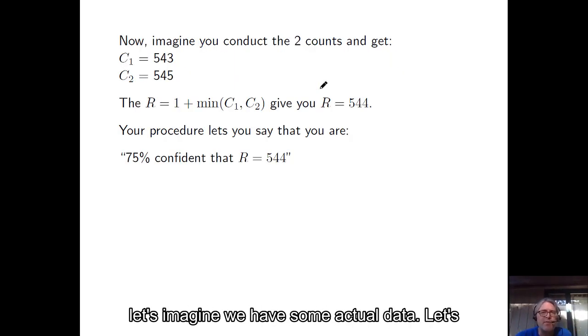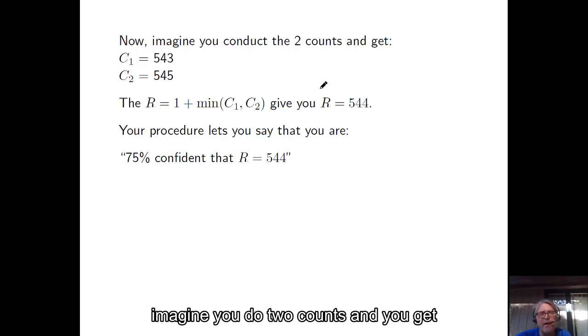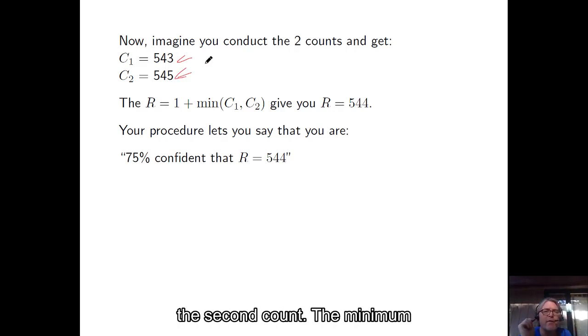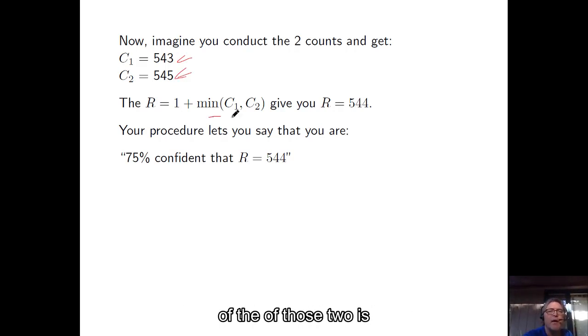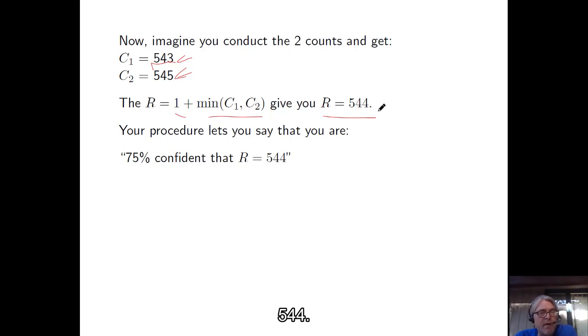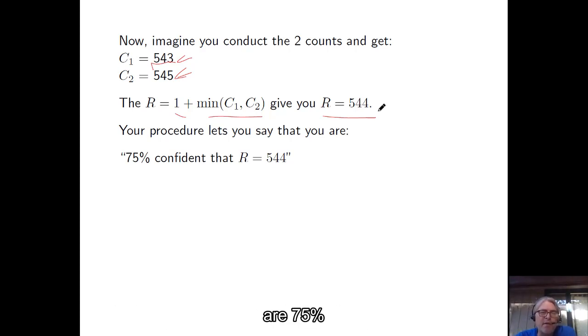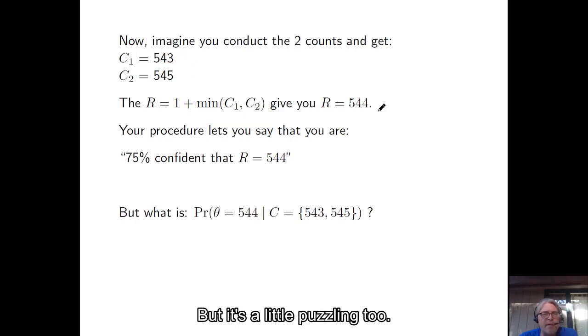But let's imagine we have some actual data. Let's imagine you do 2 counts and you get 543 on the first count and you get 545 on the second count. The minimum of those two is 543. If you add 1 to the minimum, the statistician's procedure gives you an estimate of 544. So the procedure says you're allowed to say you are 75% confident that there are 544 jelly beans in the jar. Okay, and that's fine and that's correct, but it's a little puzzling too.